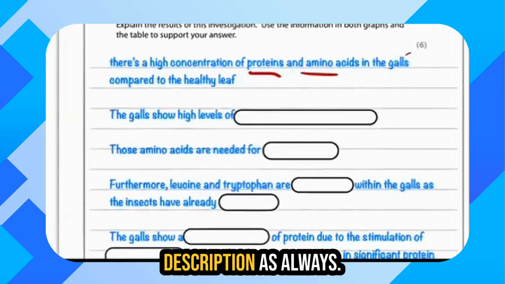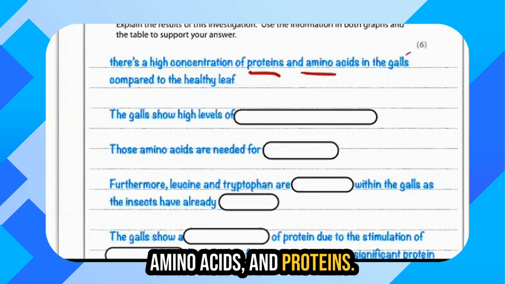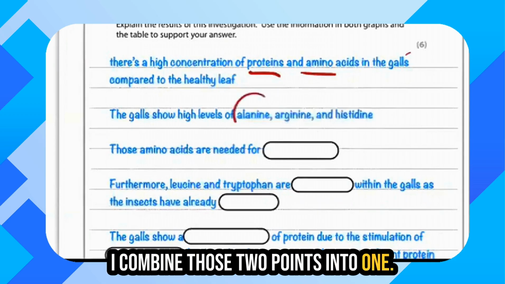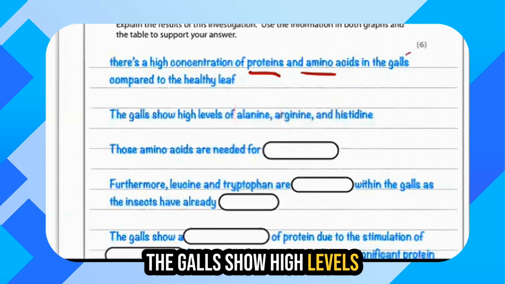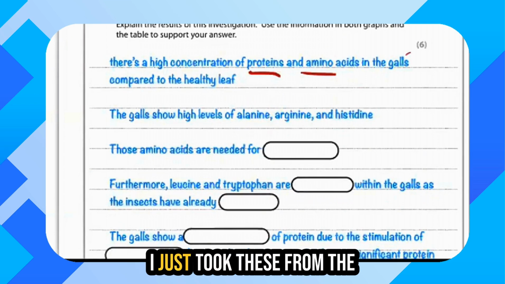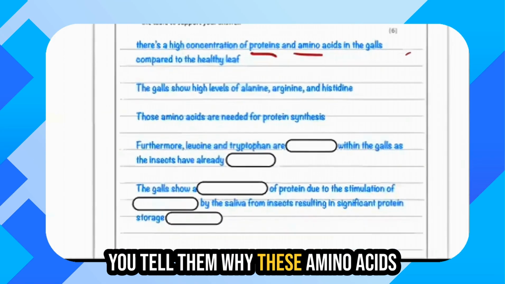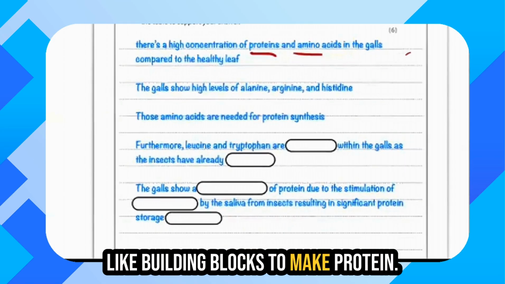Let's start with the description as always. What am I saying here? I'm saying there is high concentration of amino acids and proteins. I combine those 2 points into one. The galls show high levels of, I'm going to refer now to the amino acid composition. I just took these from the table. Why these amino acids? What would you answer? You tell them, well, these amino acids are like building blocks to make proteins.